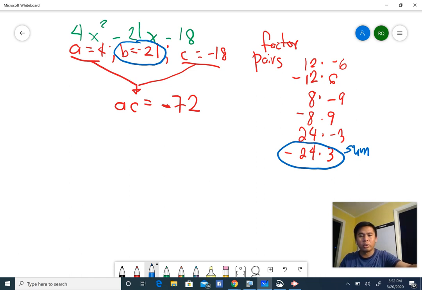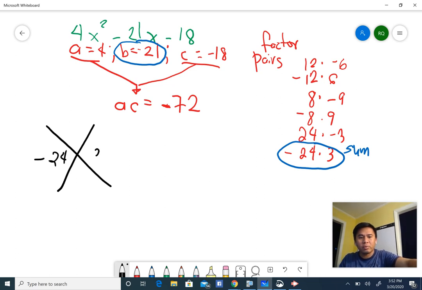Now, let's do our X method this time. How to do the X method, you just make an X in here. On the sides, you write the factors, or the factor pair. That will be negative 24 and 3. At the bottom, you multiply them and see if that's the AC. So negative 24 times 3, that's negative 72. And that clearly checks out our AC.